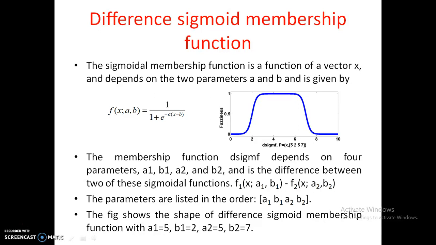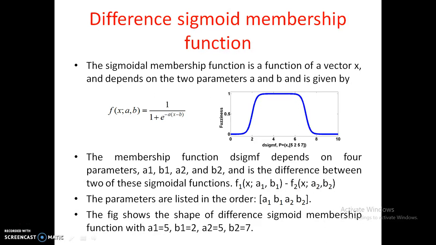This is nothing but the difference of two sigmoidal membership functions, and it is very easy. You can substitute some values and just see them. Here I have provided a1 as 5, b1 as 2 for the first sigmoidal function, a2 as 5 and b2 as 7 for the second sigmoidal function, and I need to combine them in this fashion only. That means the difference of these two. So finally, this is my diagram.